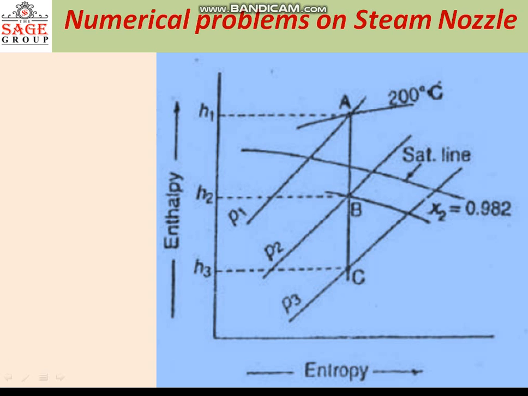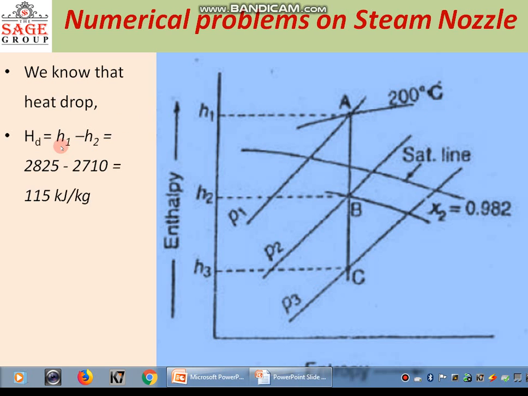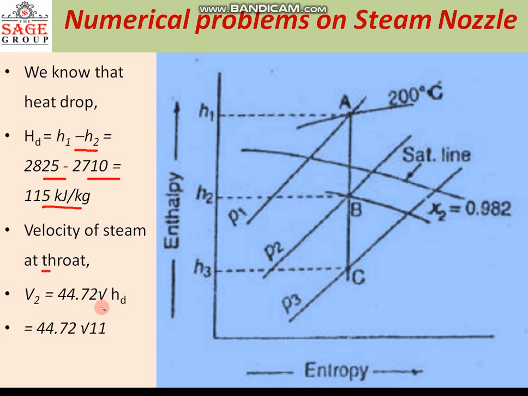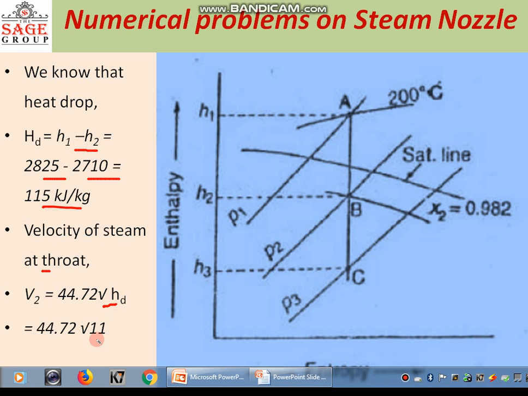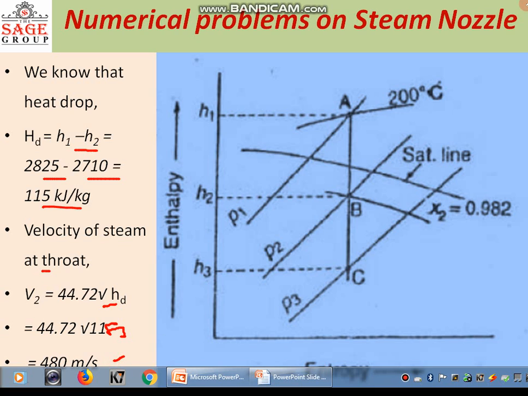Now we know that the heat drop can be written as HD equal to H1 minus H2, so putting the values, 2825 minus 2710 equal to 115 kilojoules per kg. Now the velocity of steam at the throat can be taken as V2 equal to 44.7 square root of HD. Putting the value of HD equal to 115, not 11 but 115, we get the value 480 meters per second.